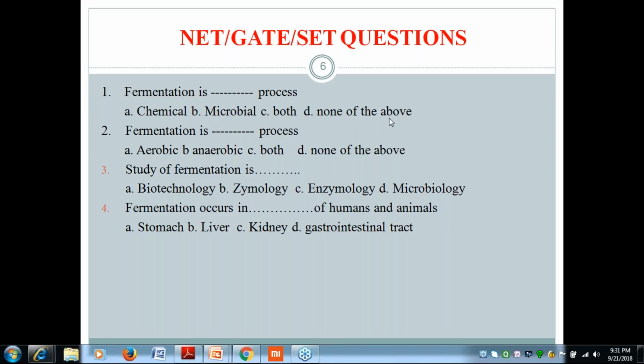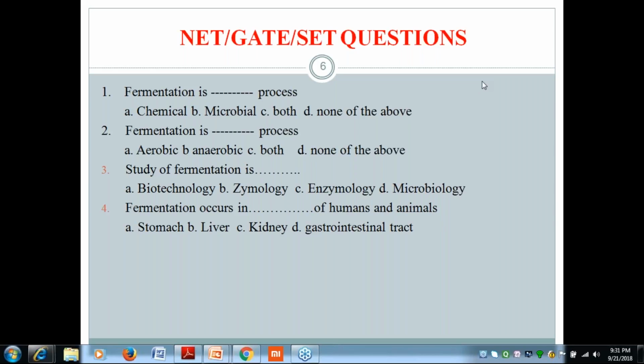Yeah, it's a B. Now second, fermentation is a dash process. So it's a B, that is anaerobic process. Now tell me, study of fermentation is known as what? First A, B, yeah, option B. It's the correct option. Study of fermentation is known as zymology.